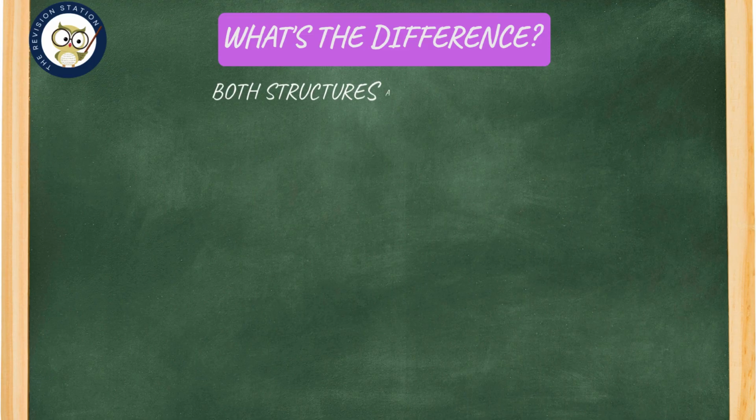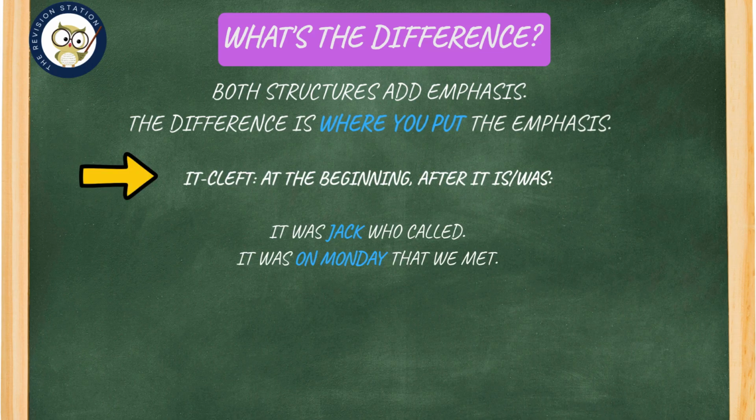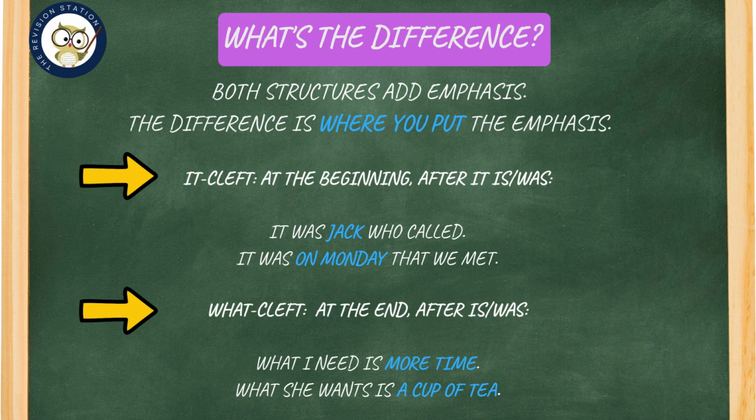Both structures add emphasis, but the difference is where you put the emphasis. With an it-cleft, it's at the beginning. It was Jack who called. It was on Monday that we met. But with the what-cleft, it's at the end. What I need is more time. What she wants is a cup of tea.